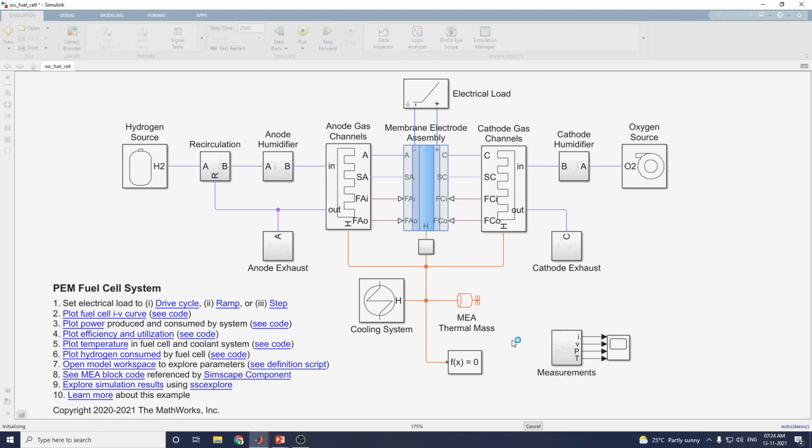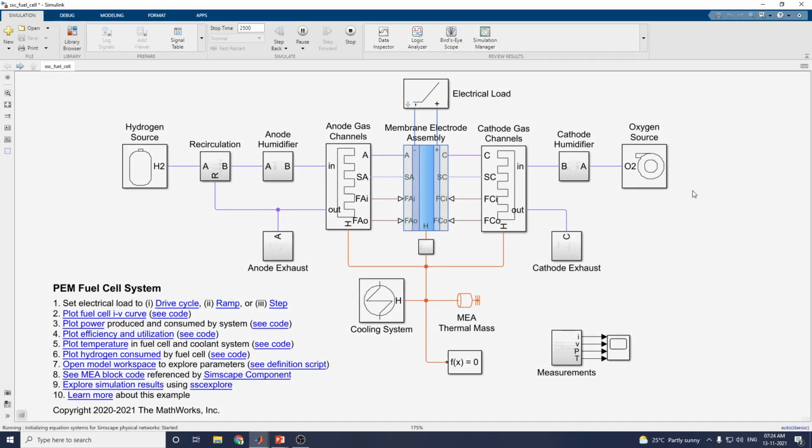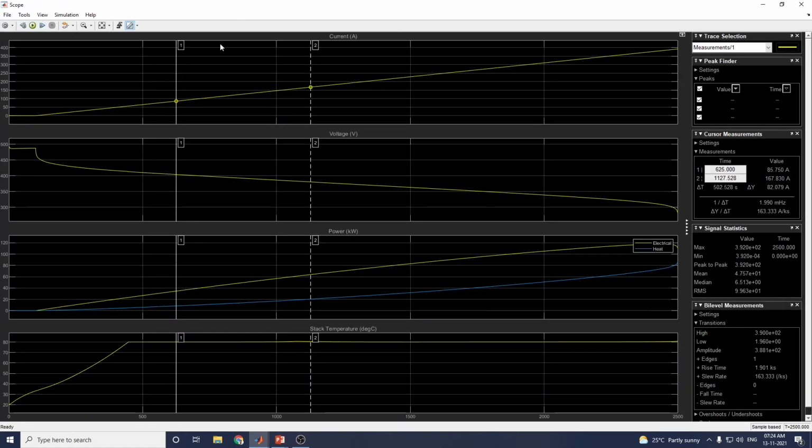Here these all blocks are available in this Simscape modeling, physical modeling toolbox. Now it is going on simulation settings. Now you can see the output in terms of current. This is a ramp value. You can see the output.